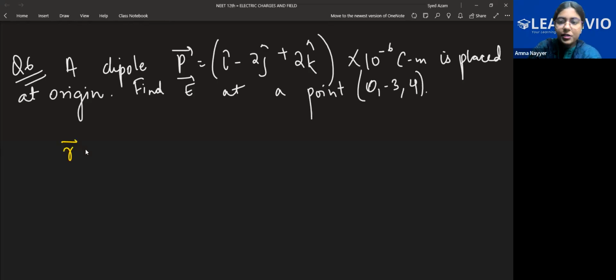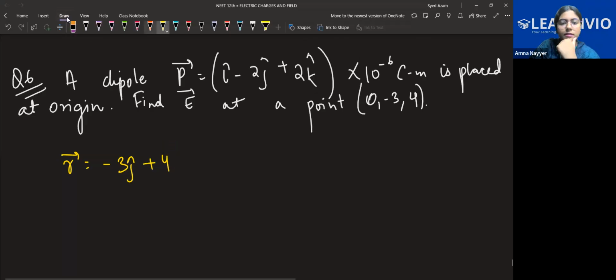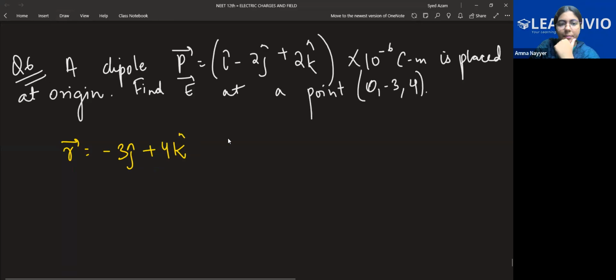So when you have the position vector, see this can be put as 0 i cap minus 3 j cap plus 4 k cap. Ibrahim, tell me what's the magnitude of the distance r? R will be root of 1 square plus minus 2 square plus 2 square. 1 from where 1? 1 i cap, yeah. But i cap is 0. There is no i cap, so no coefficient of it.